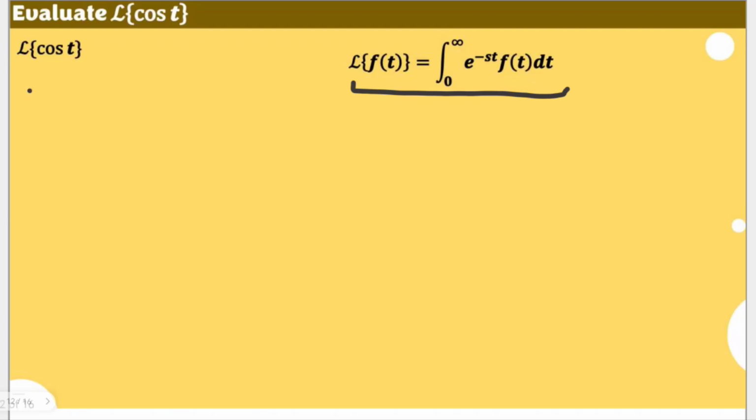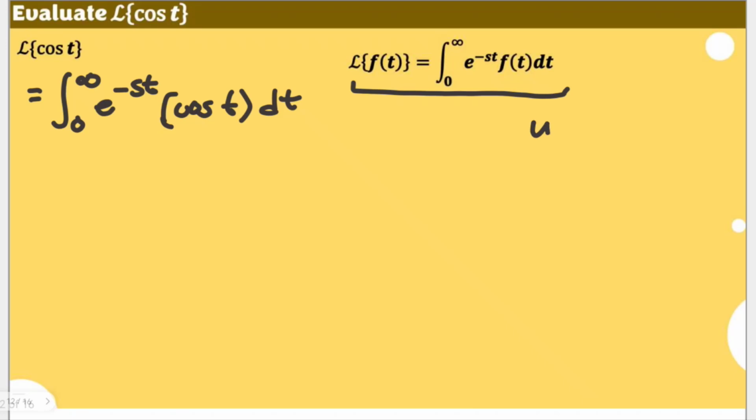So integrating that here, this is equal to the integral from 0 to infinity of e to the power of negative st, then your f of t is cosine t dt. The next thing here is, of course, to look for ways to integrate this. If you're going to talk about the possibility of integrating by parts, by saying that you will have your u as your cosine t, to which you could get your du, and of course your dv in this case is e to the power of negative st dt.